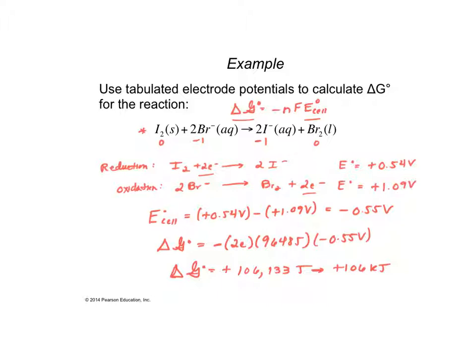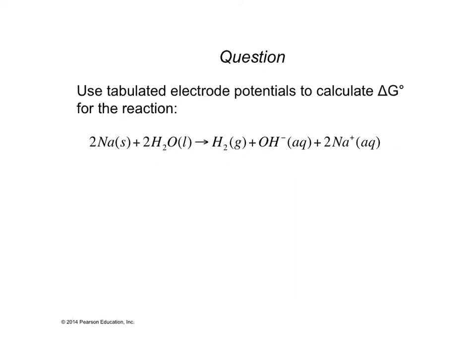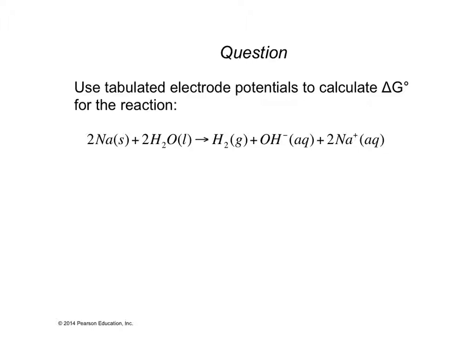Okay, so let's go ahead and try that. This is a little bit hard. I've got sodium reacting with water, forming hydrogen, hydroxide, and sodium +1 ions. I want you to calculate delta G for this reaction.